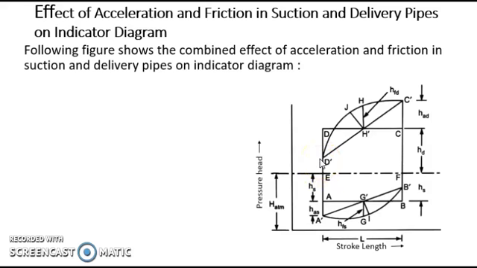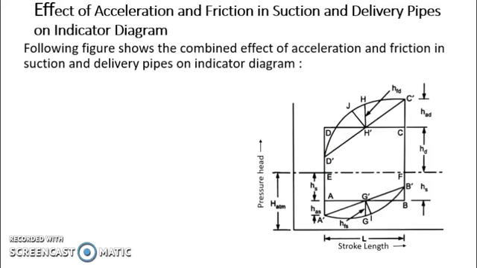So the pressure head in the cylinder at the end of the delivery stroke will be HD minus HAD above the atmospheric pressure head. Now look at this indicator diagram very carefully. Area of the indicator diagram A dash, G, B dash, C dash, H, D dash is equal to area of A dash, G dash, B dash, C dash, H dash, D dash plus area of the parabola A dash, G, B dash plus area of the parabola C dash, H, D dash.